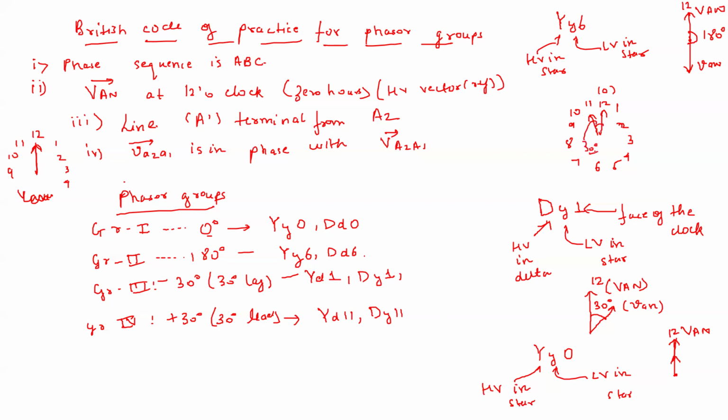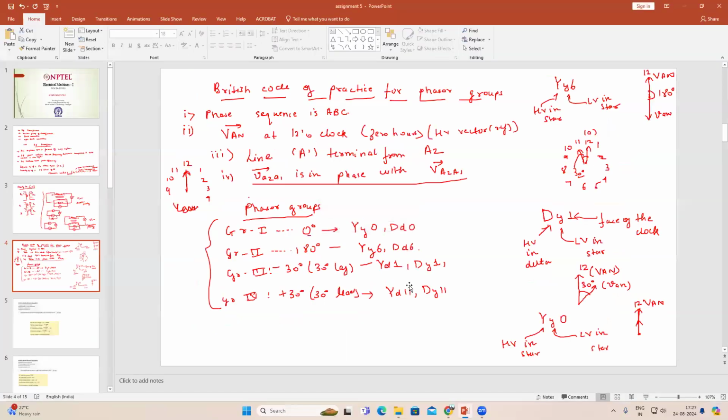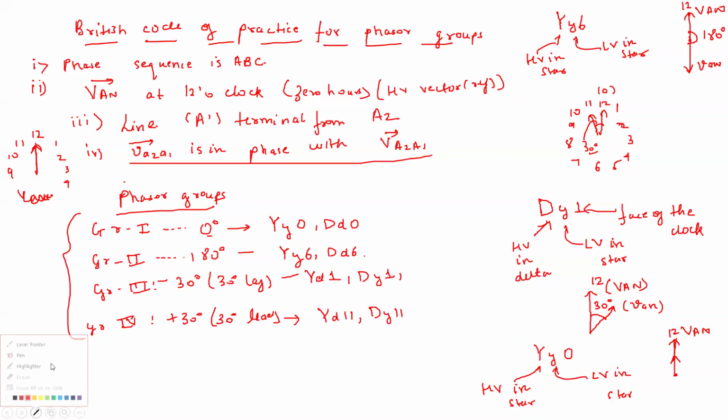Is there any doubt in this? Whatever things I have discussed, the other things we will see when we draw the connection diagrams, but I hope this part is clear. Is there any doubt in this part? This is DY. Okay, this last one is DY, this one is DY, and this is DD.